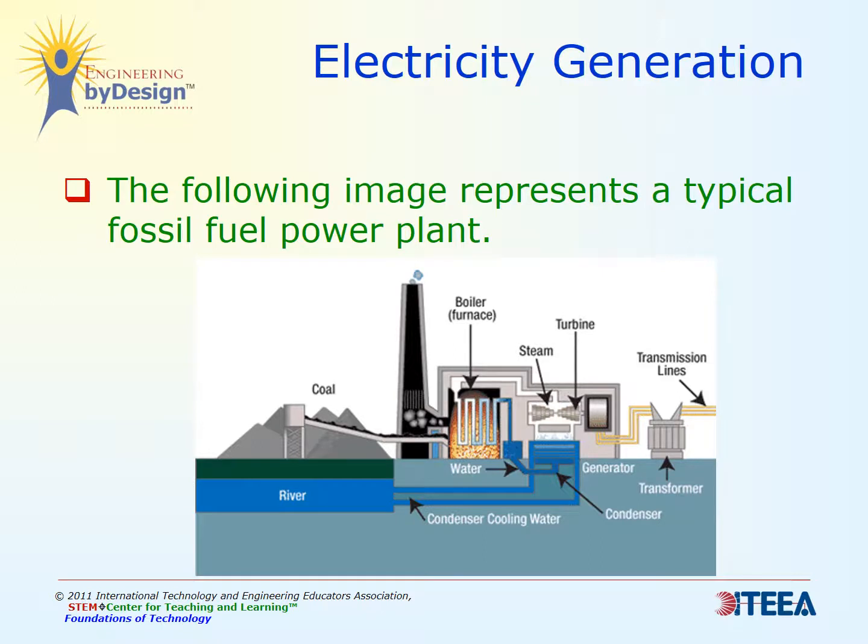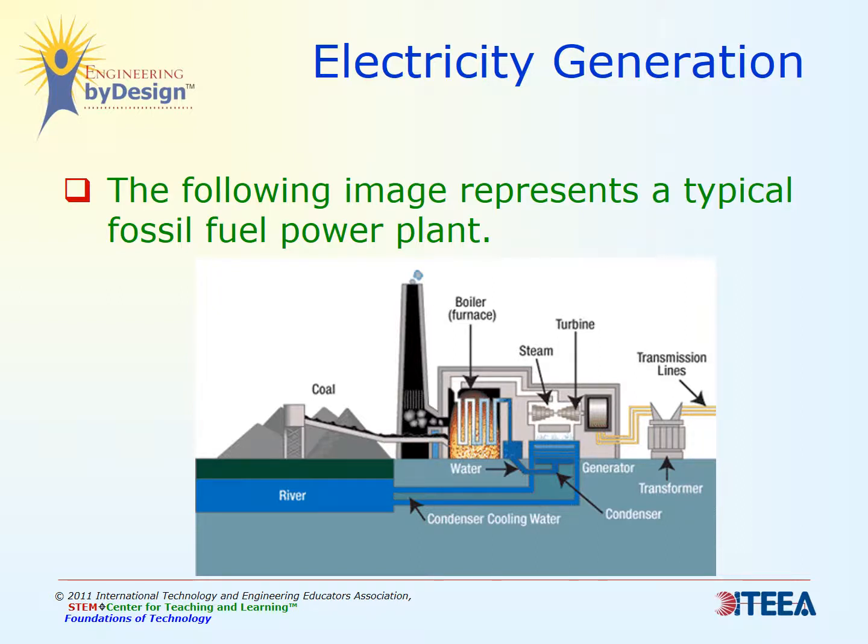Now, this is how electricity is generated. You may want to open up your PowerPoint presentation for 5.1 if you can't see this as clearly. This is a typical fossil fuel power plant. And when we're saying fossil fuels, we're looking at coal in this case. And you see where the coal is coming in. They're feeding the coal in, and it's coming in on a conveyor belt.